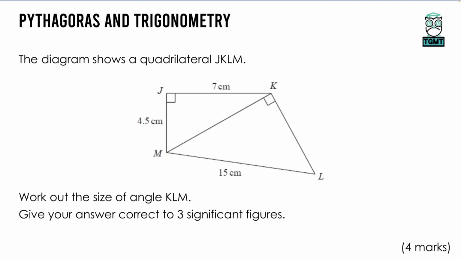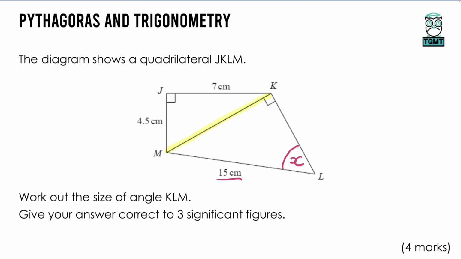So for this question, we have some right-angled triangles, and we're looking at Pythagoras and trigonometry. Now here it says work out the size of angle KLM, and KLM is this angle here. Now using trigonometry for right-angled triangles, we need at least two sides. So at the moment, we've only got the 15. But we do have a connecting side with another triangle attached to it.